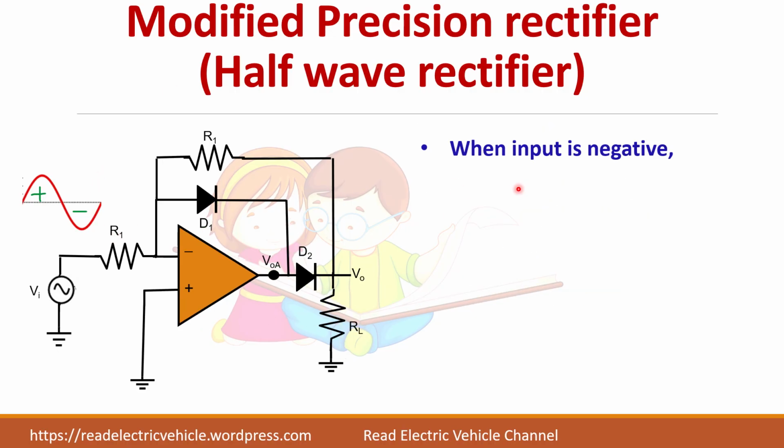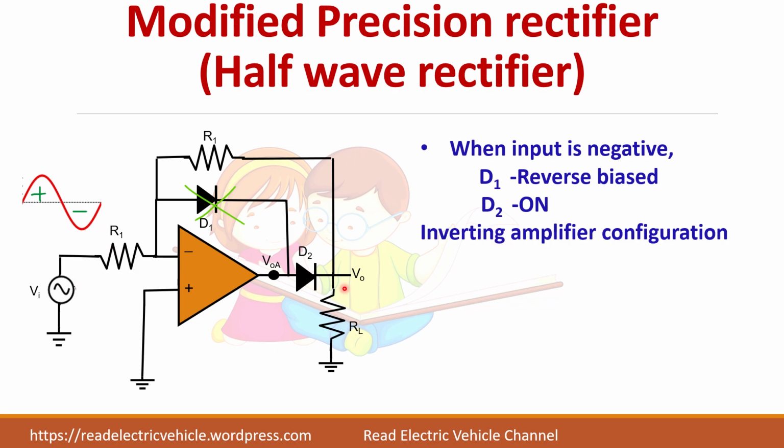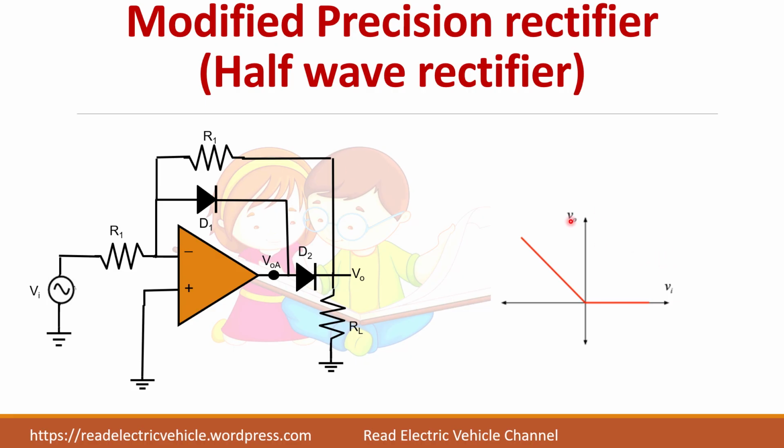During the negative half cycle, this diode D1 will not conduct, whereas here you will get a positive voltage, because negative of negative gives a positive, and this diode D2 will be on, and this path will be closed. So it is basically an inverting amplifier configuration with feedback resistance R1 and input resistance R1. So the output voltage V0 will also be positive. If you see the Vi characteristics, during the positive half cycle the output is 0, whereas during the negative half cycle it is operating in the linear region, which means a closed path is there.